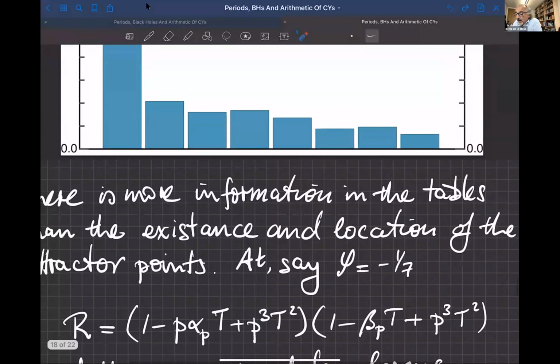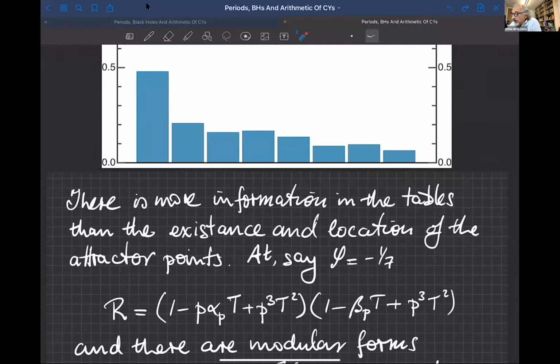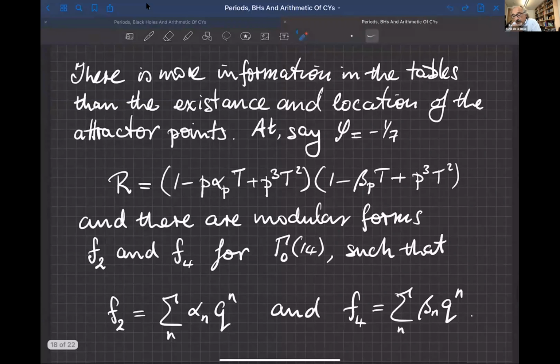Okay. So there's more information in the tables beyond these graphs that I'm showing you, beyond the histograms. So for example, one thing you can do is pick an attractor point, say phi equals minus a 7th, then for phi equals minus a 7th, R factorizes in the indicated way, and this happens for every p. So you look at these, and you get in this way a sequence of coefficients alpha p and beta p.